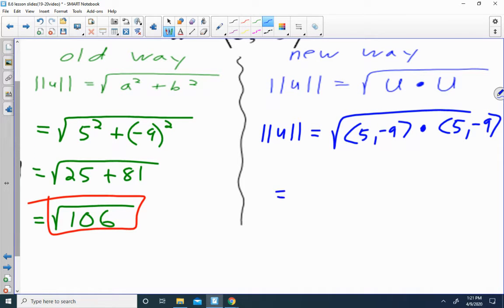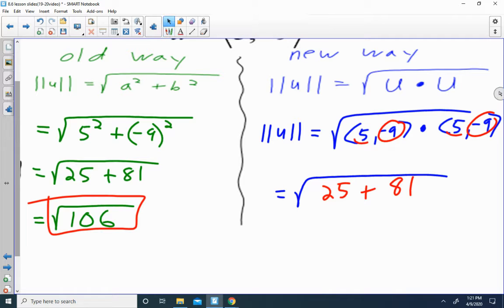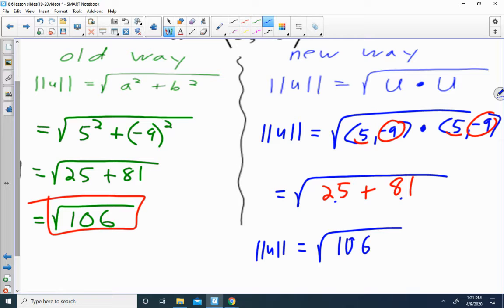Okay, so to do the dot product, you take the first numbers and multiply them to get 25. Take the second numbers and multiply them to get 81. And once you have those two results, you add them, just like we did in the part 1 video. And that will get you that the magnitude of u is the square root of 25 plus 81, which, as you can already see, is equal to the square root of 106.